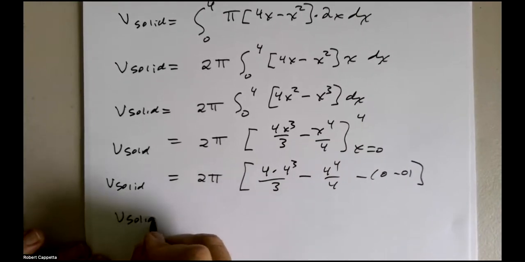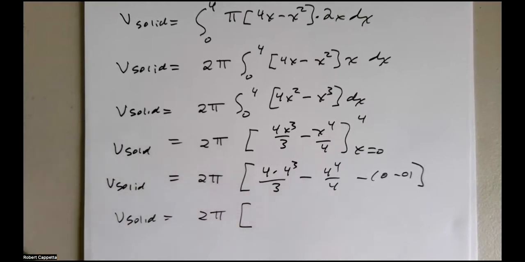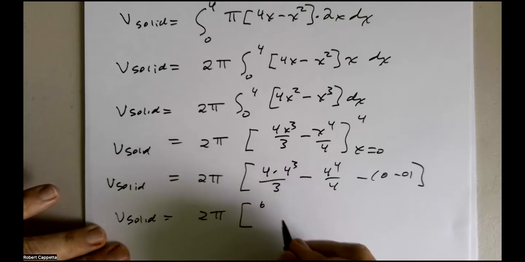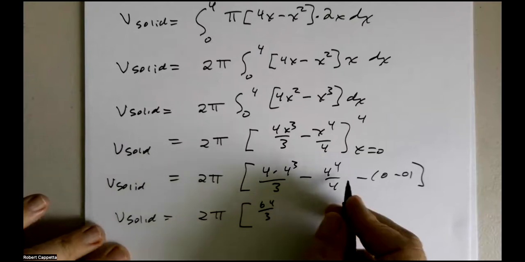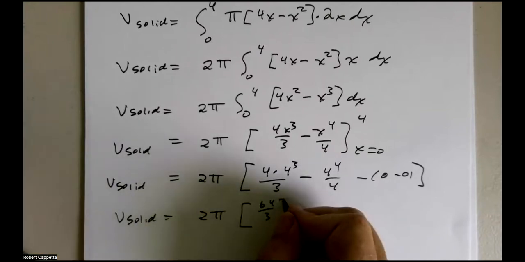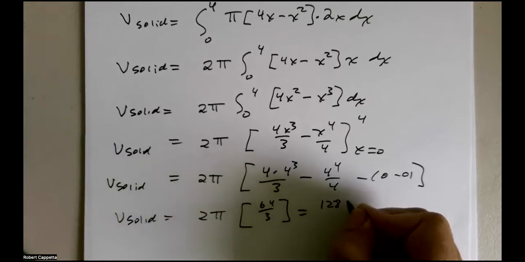So what does that give me? Volume of the solid is 2 pi times what? It looks like 4 to the 4th over 3 minus 4 to the 4th over 4. And what do we get? We get 64 over 3, if I've done that correctly. So multiplying all that, that's going to give me 128 pi over 3.